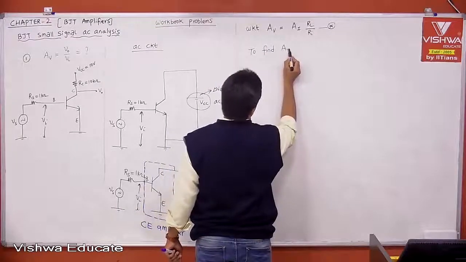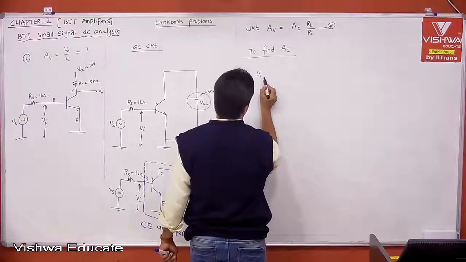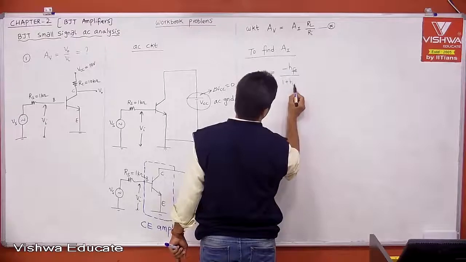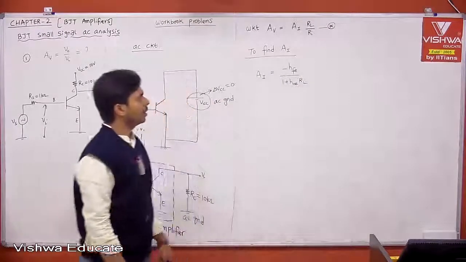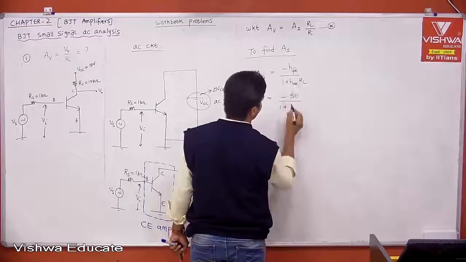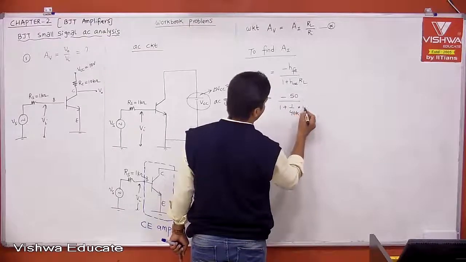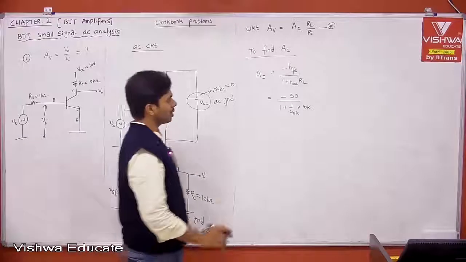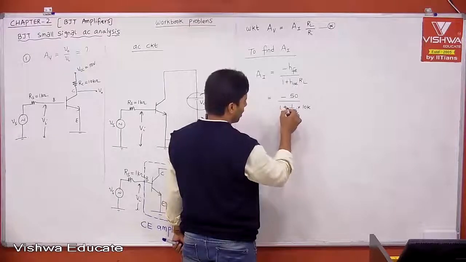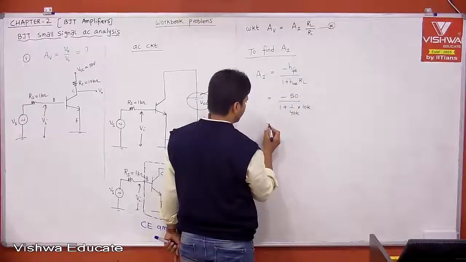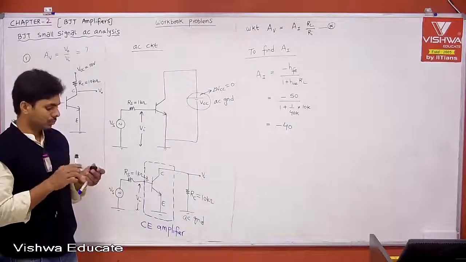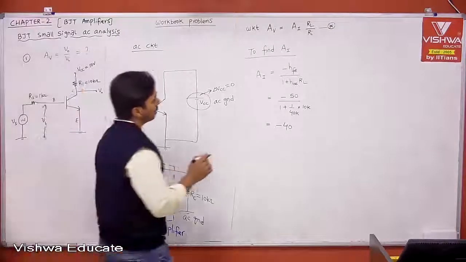To find AI, what is AI? AI is equal to, because this is common emitter, I am just taking minus HFE divided by 1 plus HOE into RL. Then substitute, you will get the answer. What is the HFE value? From the typical value it is 50, divided by 1 plus, what is the HOE value? 1 by 40k, RL value 10k. Then if you substitute, the k's will cancel, 10 by 40, 1 by 4. 1 plus 1 by 4, 5 by 4. 5 by 4 will become 4 by 5. 5 into 10, here 10 into 4. Therefore, you will get minus 40. This is your current gain. Right? Now, we got to know the current gain.